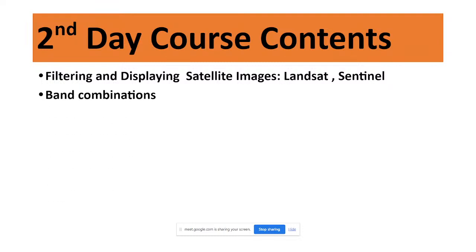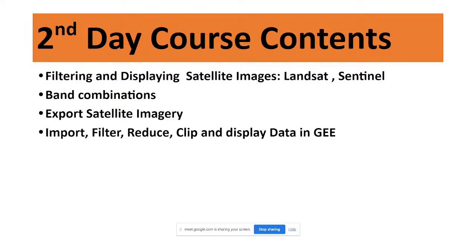Then how we can easily use different types of band combinations, such as natural color and false color composition, and create them using the Google Earth Engine platform. After that, how we can export satellite images from Google Earth Engine. Suppose you need a Sentinel image or a Landsat image, you can easily export it from the platform.